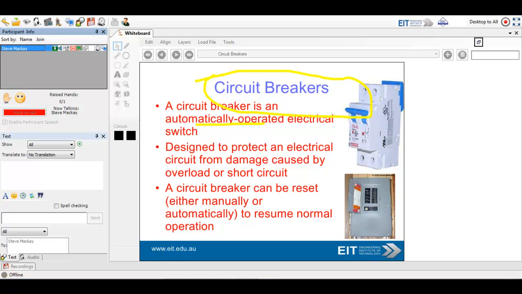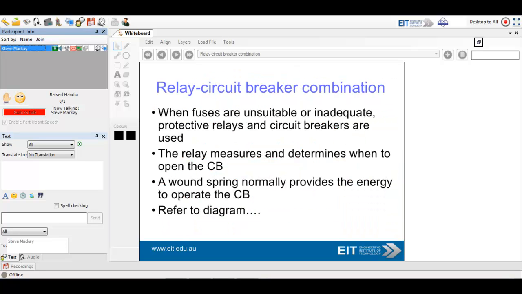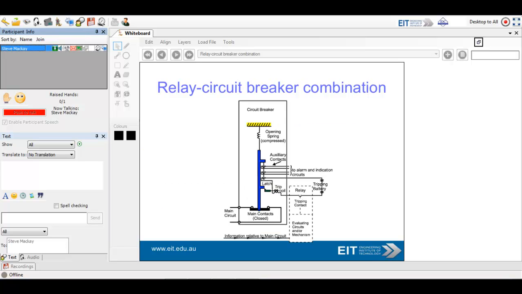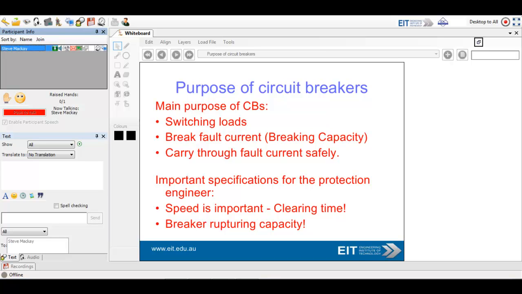Probably more so than fuses, circuit breakers are automatically operated, and you can generally reset them. So you have a relay circuit breaker combination. Relays and circuit breakers are used together. The relay detects when to open the circuit breaker and sends a signal to break the circuit. So circuit breakers are very important. Switching loads, break the fault current.